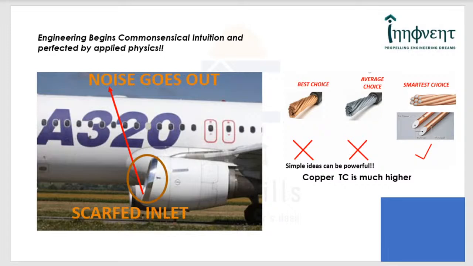Now, fan is one of the most noise generating members in an engine, and look at this scarfed inlet. The noise generated from the fan comes down, gets reflected at the bottom and goes out, so that the community down below is not affected.